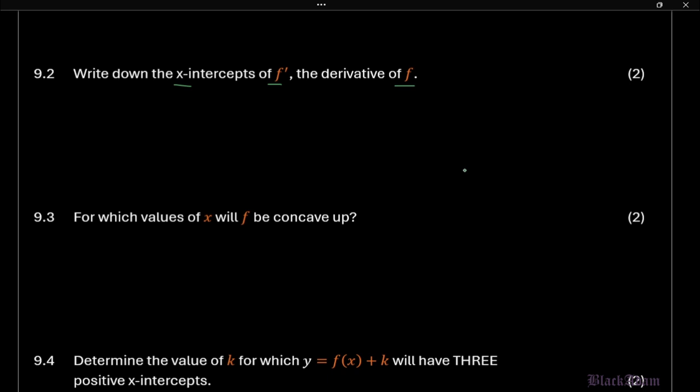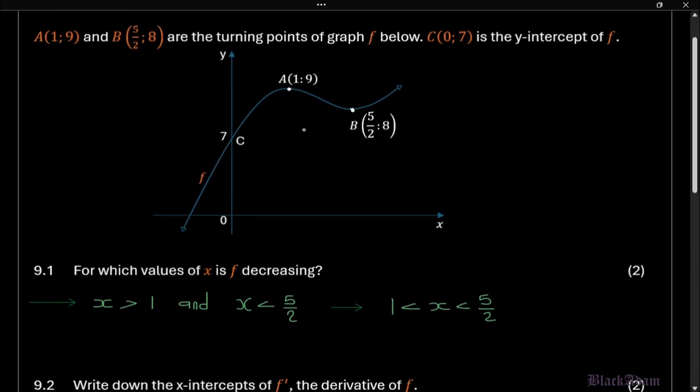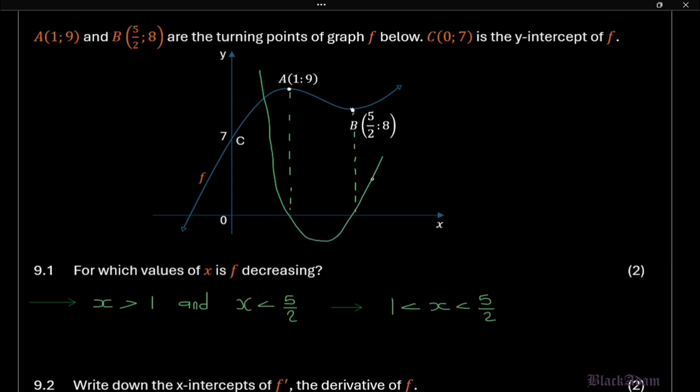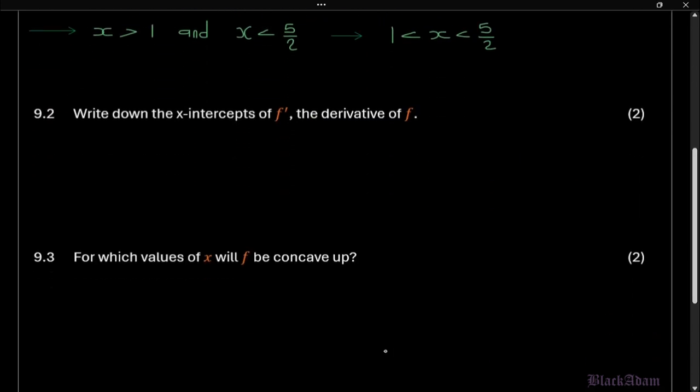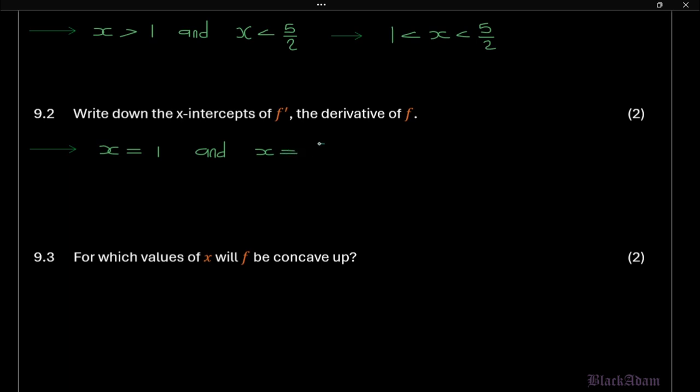Okay, so write down the x-intercept of the derivative. So for the derivative, the turning points become the intercepts. So that's the trend, that's the pattern. So we have a turning point there that passes through there. So you have that point there where x is 5/2, and that one there where x is 1. So that's how we actually interpret it. That means the x-intercepts are x equals 1 and x equals 5/2.